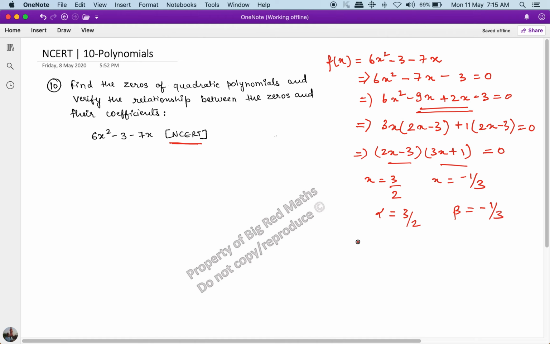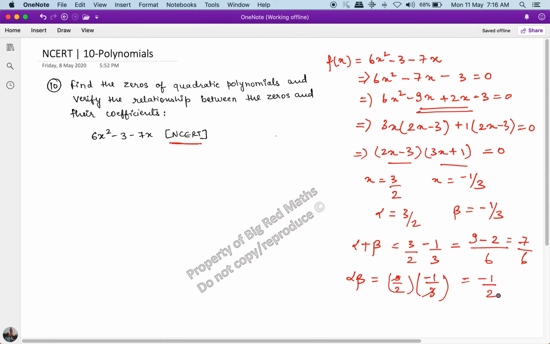Now look at this carefully. If I add alpha plus beta, what I get is 3 by 2 minus 1 by 3, which becomes 9 minus 2 over 6, which is equal to 7 by 6. So alpha plus beta is 7 by 6. Similarly, alpha beta is 3 by 2 multiplied by minus 1 by 3. The 3 gets cancelled by 3, and what I get is minus 1 by 2.